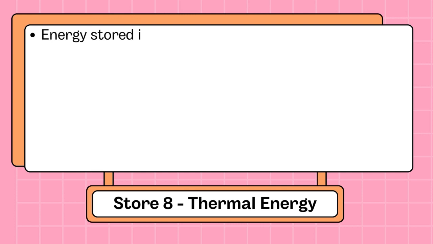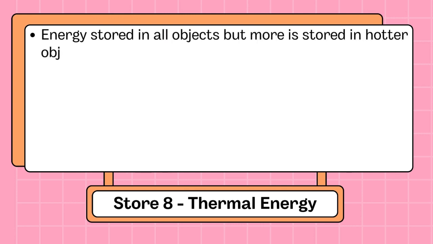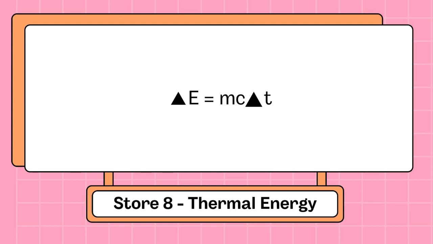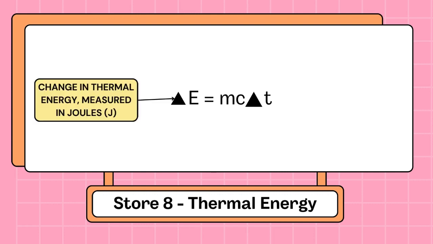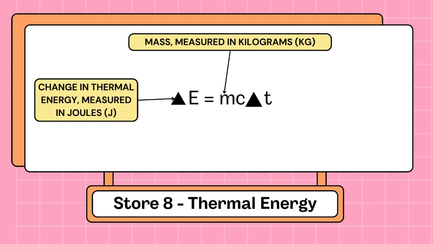Our final energy store is thermal energy, which is actually stored in every object but stored more in hotter objects. The equation we can use is delta E equals mc delta T. Delta E is the change in thermal energy measured in joules. m is the mass measured in kilograms kg or grams g.